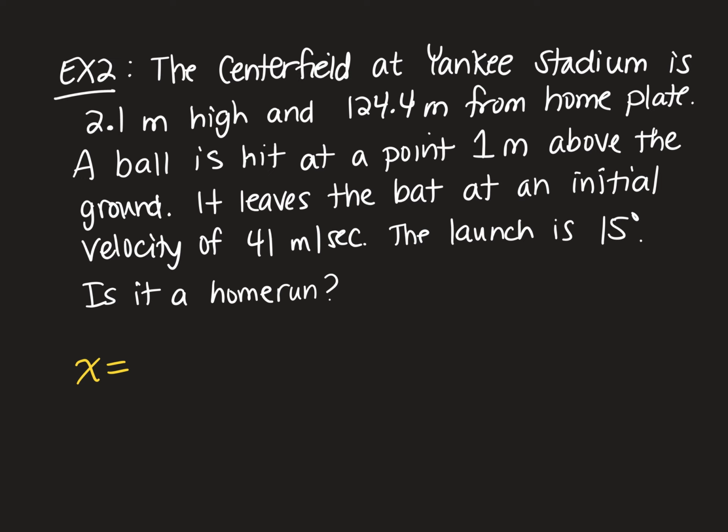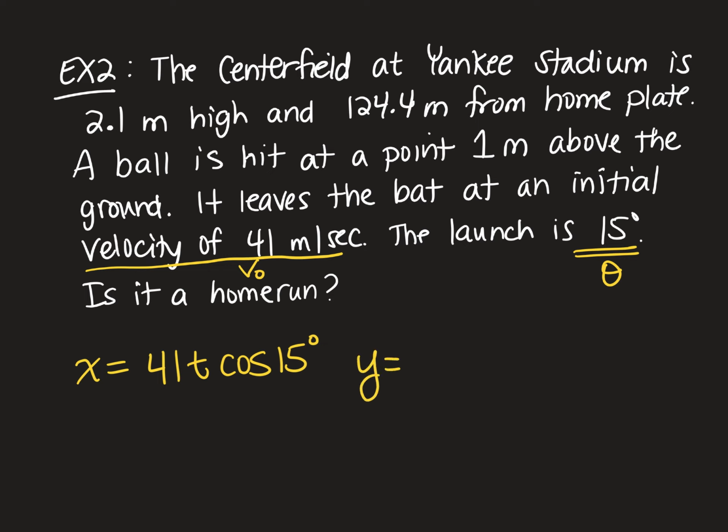Okay, what is my initial velocity? So looking at your, 41 meters per second. Yep. So this is your V0, V sub 0. So x equals 41 t times the cosine, and then my launch angle is here, 15 degrees. That's the x equals.